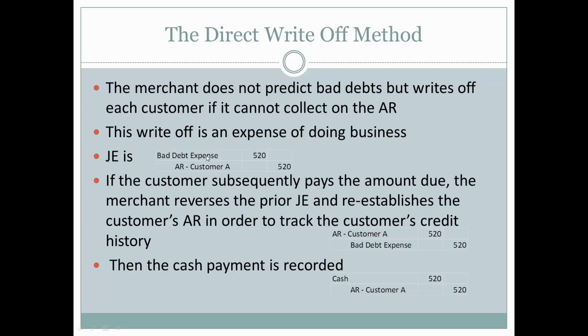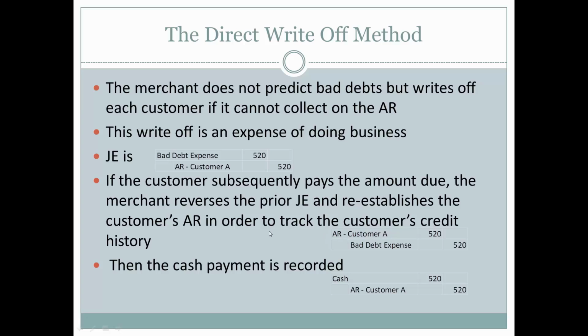So when they cannot collect from a specific customer, they will debit bad debt expense. That will be an income statement account, and then they will write off the receivable associated with the customer, and that will be accounts receivable, customer A, the same amount as the bad debt expense. Now, however, if the customer does subsequently pay, and it does happen, the merchant will reverse the prior journal entry, and then this reestablishes the customer's accounts receivable in order to track the customer's credit history. So they will reverse the prior entry.